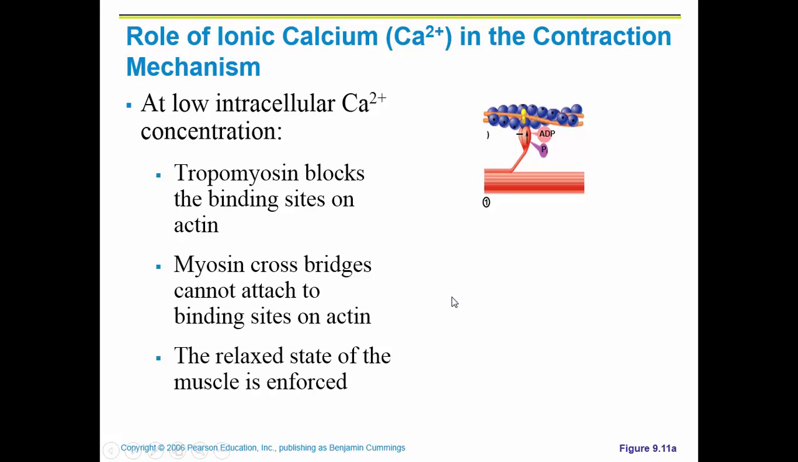So if the tropomyosin is covering those, then the myosin cross bridges cannot actually attach. So in this case, we're going to have a relaxed state. That also means that the cell membrane is going to be polarized.